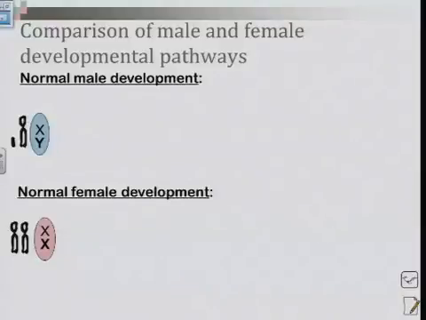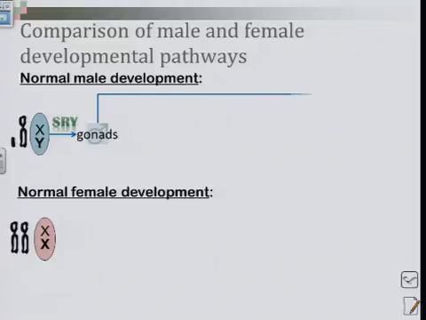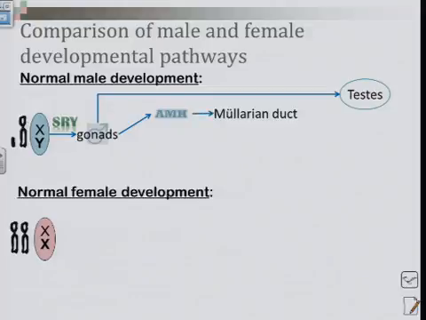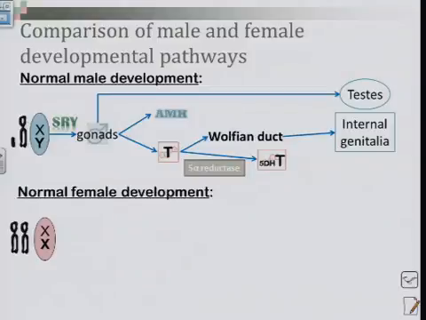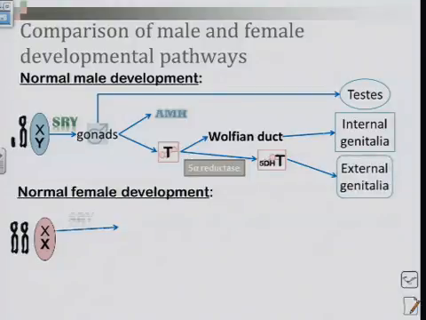So let's quickly compare male and female developmental pathways. Here's a normal male. In the presence of SRY, we get male gonads. Those lead to testes. The gonads also express anti-Mullerian hormone, causing atrophy of the Mullerian duct. And then under the influence of testosterone, development of the Wolffian duct into internal genitalia. The 5-alpha reductase then gives 5-alpha DHT, or 5-DHT, and that causes development of external genitalia.